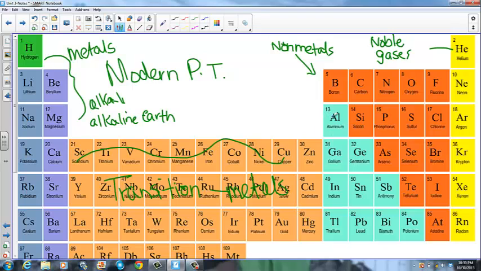And then we have our metalloids, which have properties of both metals and non-metals. Right? And then hydrogen is out here considered a metal because it's on the left-hand side of the periodic table.